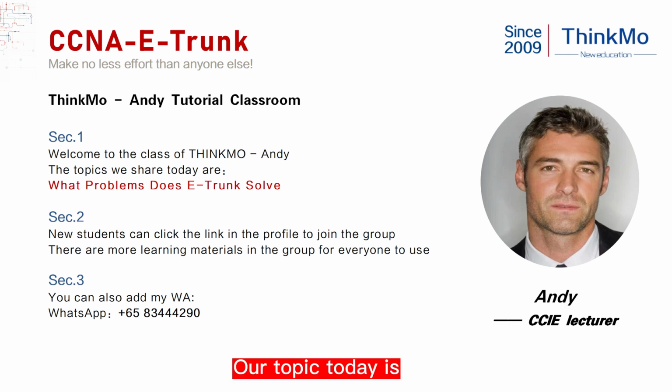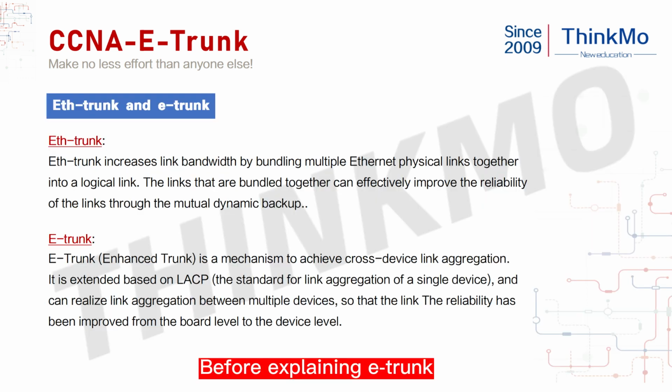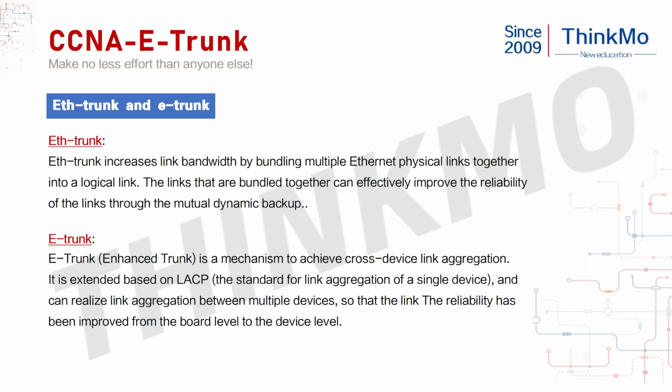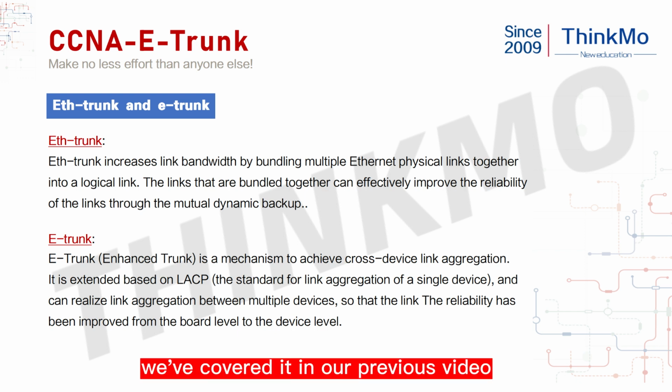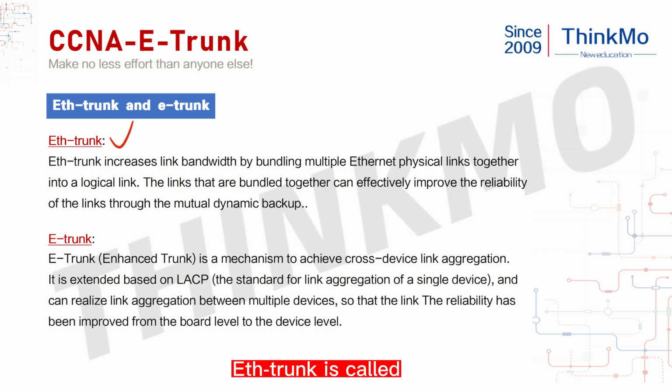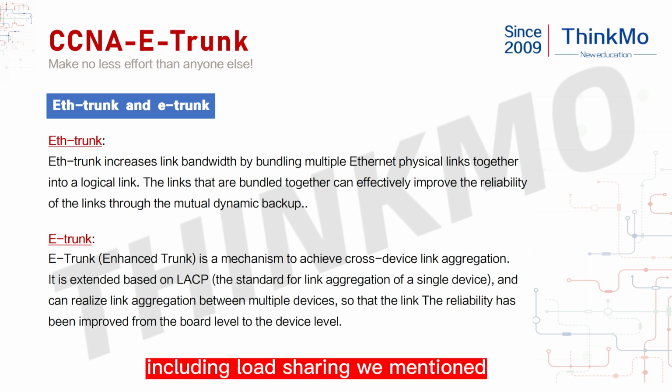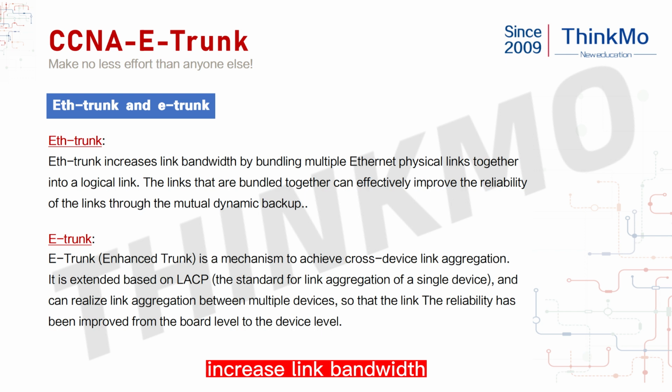Our topic today is: what problem does E-trunk solve? Before explaining E-trunk, let's first recall the Eth-trunk. We've covered it in our previous videos. Eth-trunk is called link aggregation. We also call it LAG. What Eth-trunk solves is link utilization issues, improving link reliability, including the load sharing we mentioned, and increasing link bandwidth.